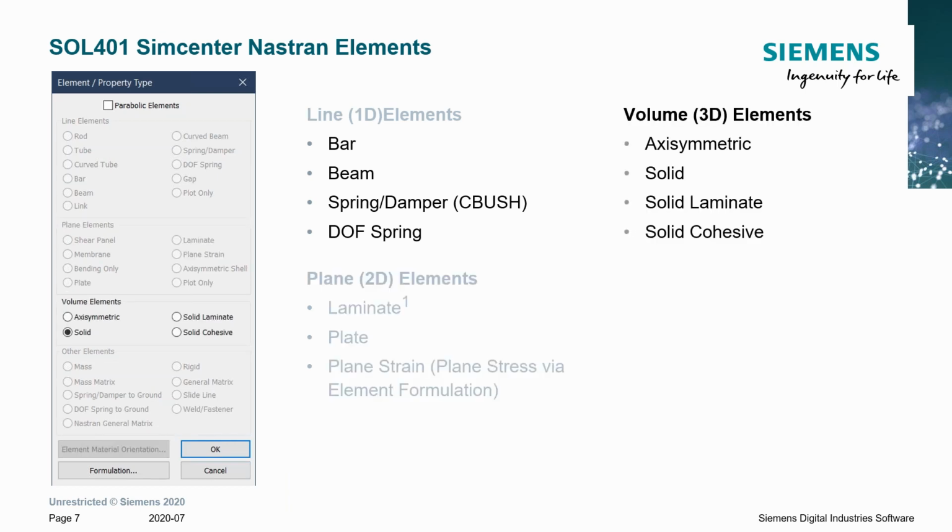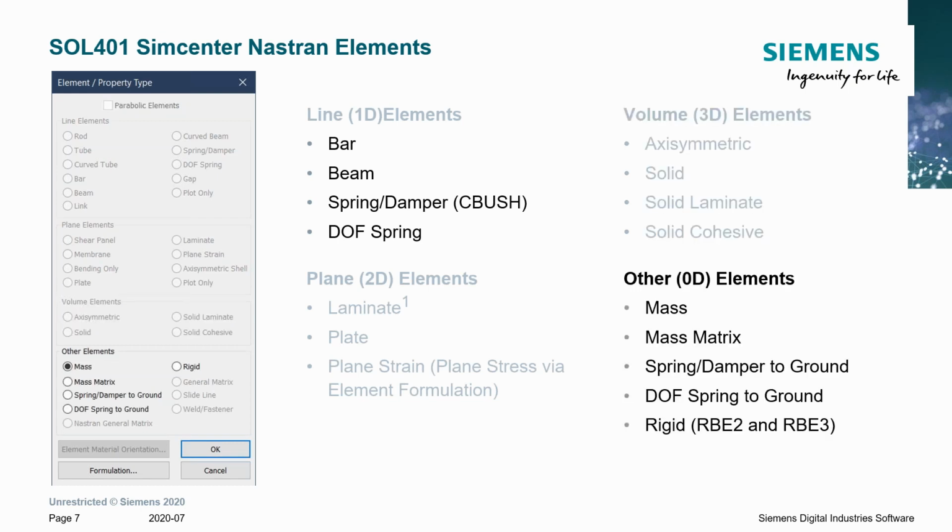Then we could do all of the volume elements supported by FEMAP, including the solid cohesive. We'll talk a little bit about that later. We also support mass matrix, the spring damper to ground, the DOF spring to ground, and also the RBE2 and the RBE3 elements.